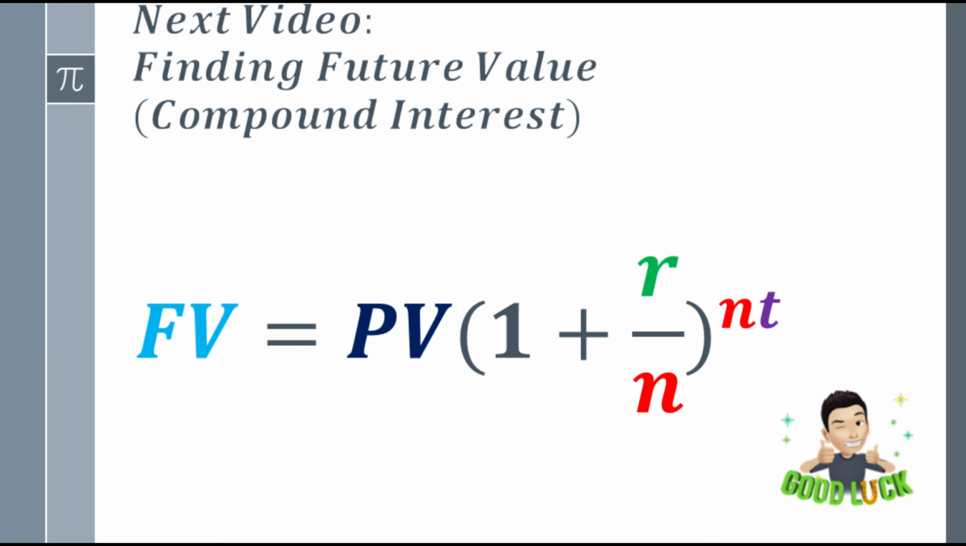Ang next video natin will be about finding the future value compound interest naman. So we have a formula of future value is equal to present value times the quantity 1 plus r over n, at ang exponent mo ay n times t. So malalaman natin yan sa next video.